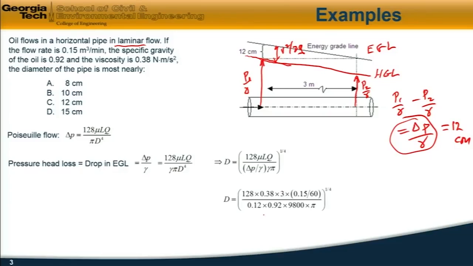128 mu, the viscosity, is 0.38, etc. And the answer is the diameter is 0.10 meters or 10 centimeters. So the answer is B, 10 centimeters.